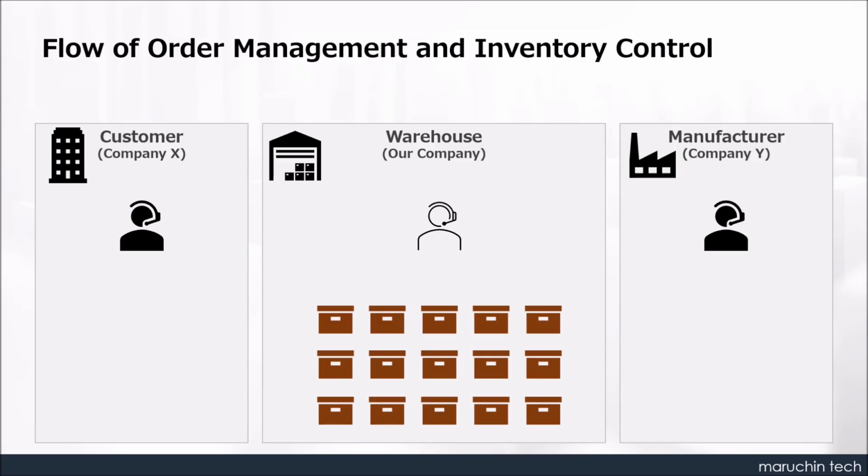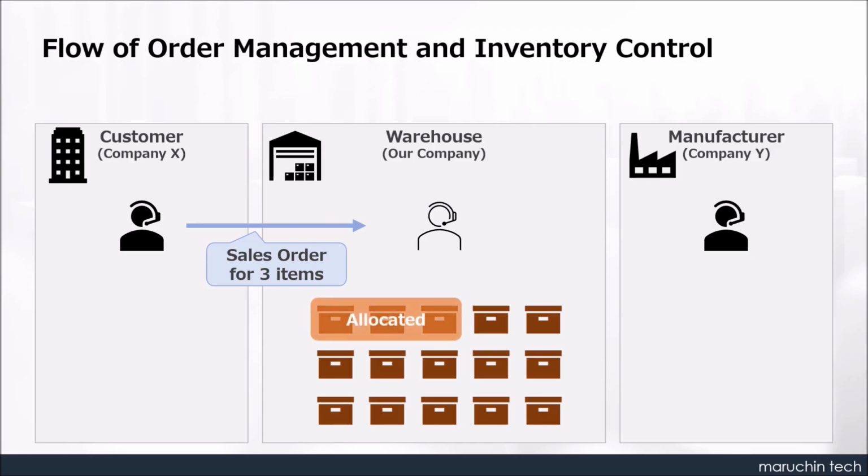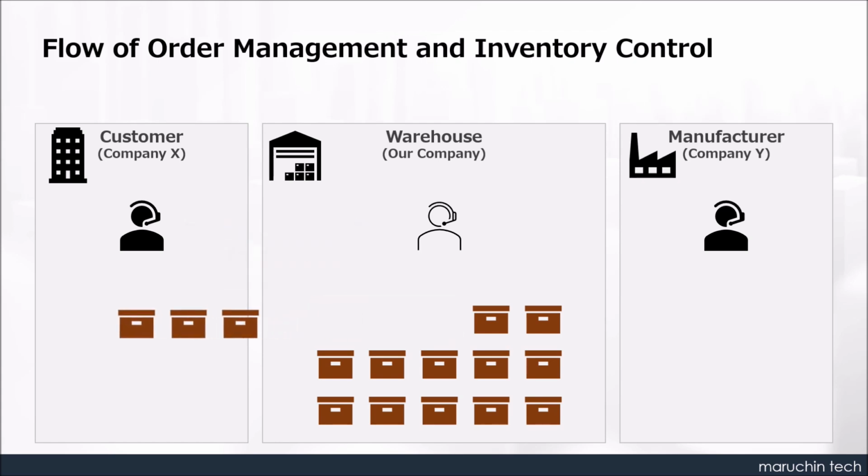Suppose we receive a sales order for 3 items from a customer. Currently, we have 15 items in stock. We allocated 3 items. Physically, there are 15 items in the warehouse, but since 3 are allocated to Company X, the unallocated available inventory is only 12. Next, we ship the 3 items. At the same time, we record the sales.